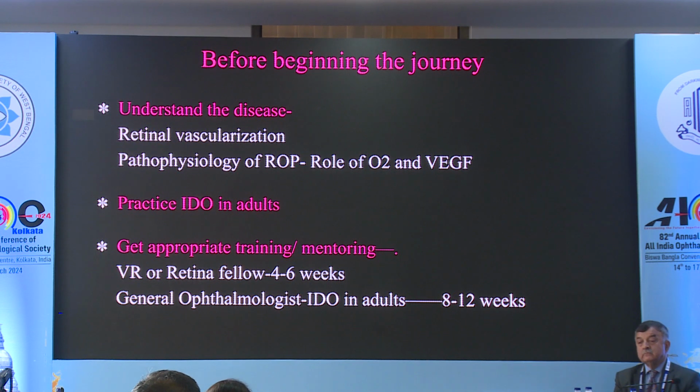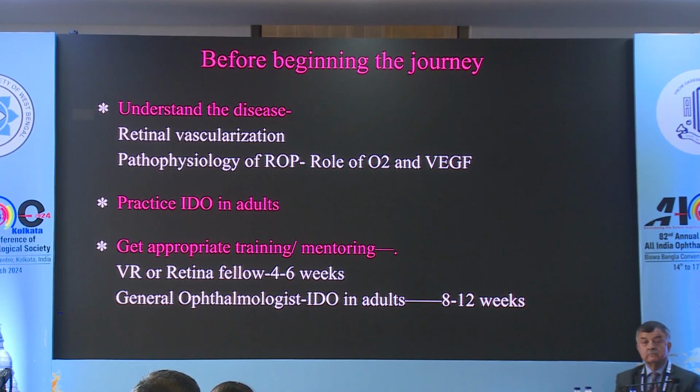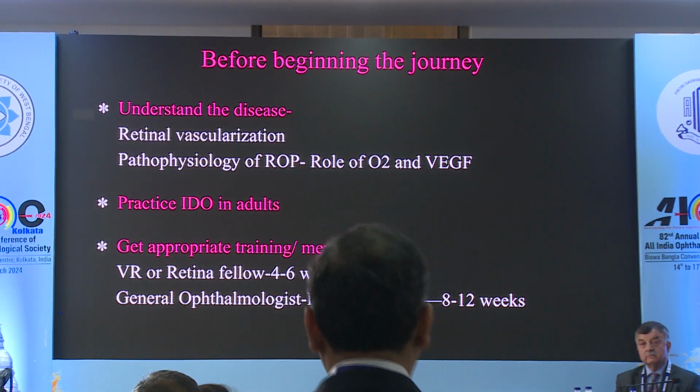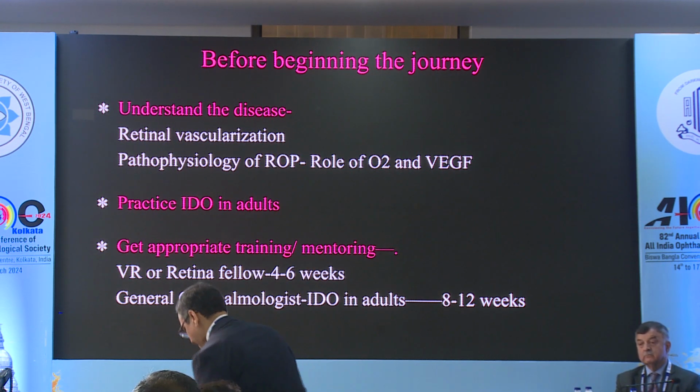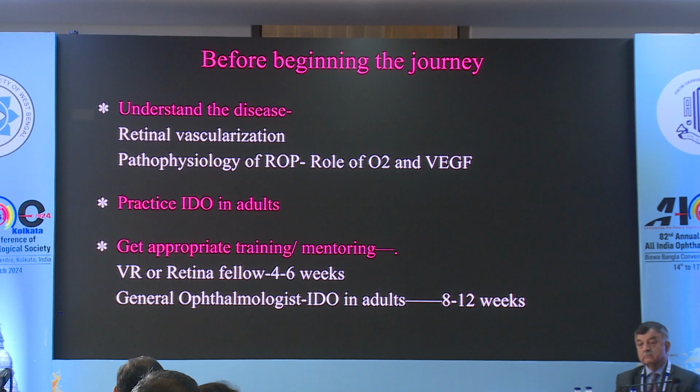And we must practice indirect ophthalmoscopy in adults before we are actually planning for ROP screening, and the most important part is to get mentoring or training, at least if it is not possible for a long period. If you are a VR fellow and have good hands-on indirect ophthalmoscopy, you can learn good ROP screening with a mentor in 4 to 6 weeks. And if you are a general ophthalmologist, it may take slightly longer, but you will be able to pick up a treatable form of disease in 2 to 3 months.